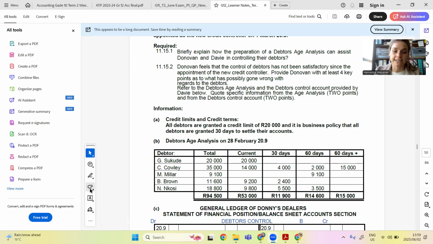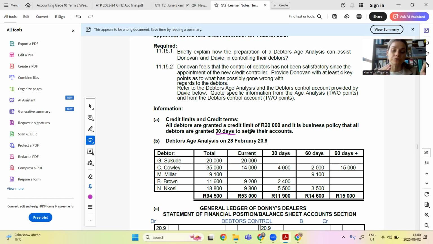So, what is a debtors age analysis? This is you looking at all of your debtors within your debtors ledger, and you want to see for how long their accounts have been outstanding. Remember that you allow your debtors credit terms. So you tell them you have to settle your account within 30 days. But people are people. People don't listen. People don't do what they are supposed to do, and or things go wrong for them and they can't make payment when it is due.